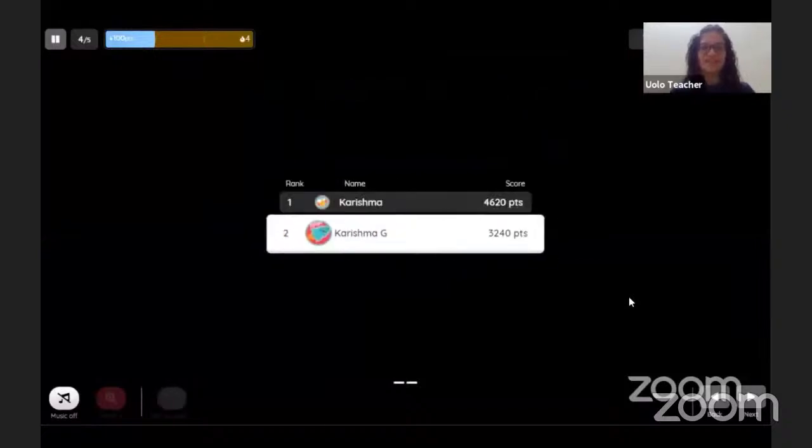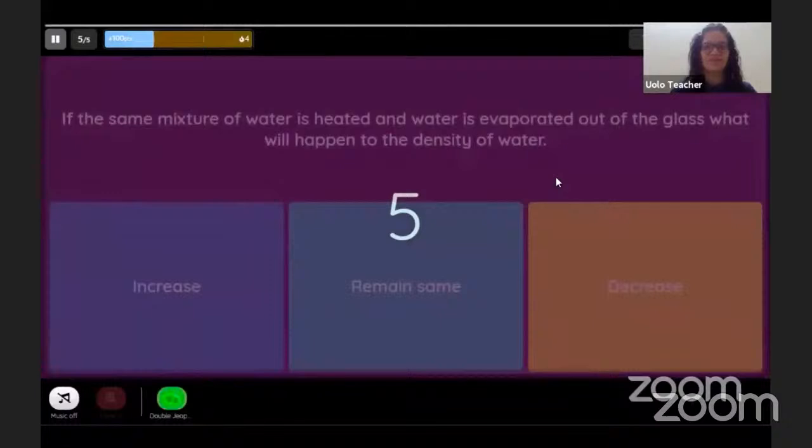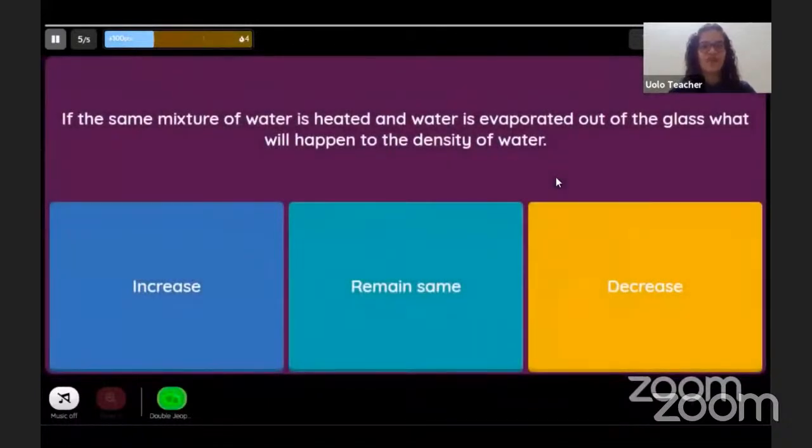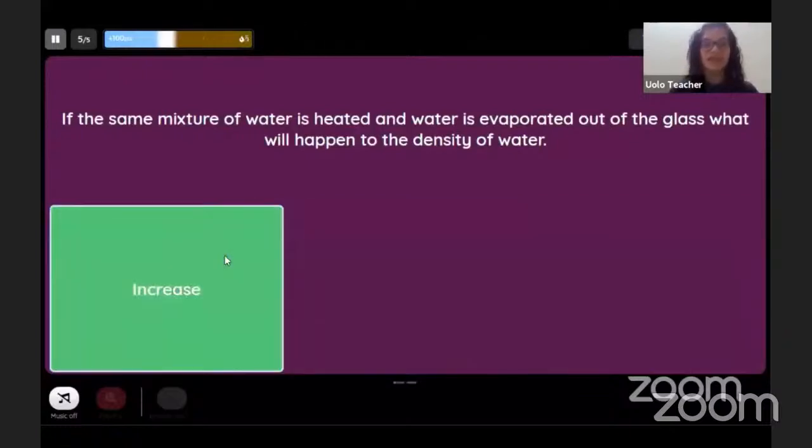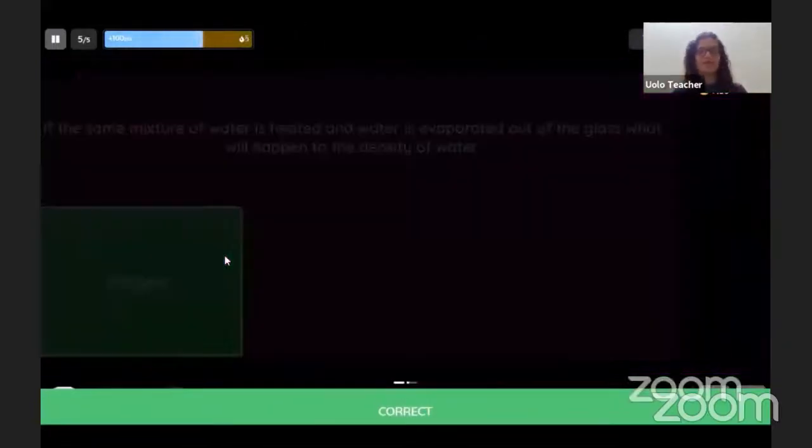Okay. Let's come back to the last question. If the same mixture of water is heated and water is evaporated out of the glass, what will happen to the density of water? Will it increase, will it remain the same, or will it decrease? Now, if water is getting evaporated, that means the water content reduces, but the salt remains the same. So the density will definitely increase. Clear?